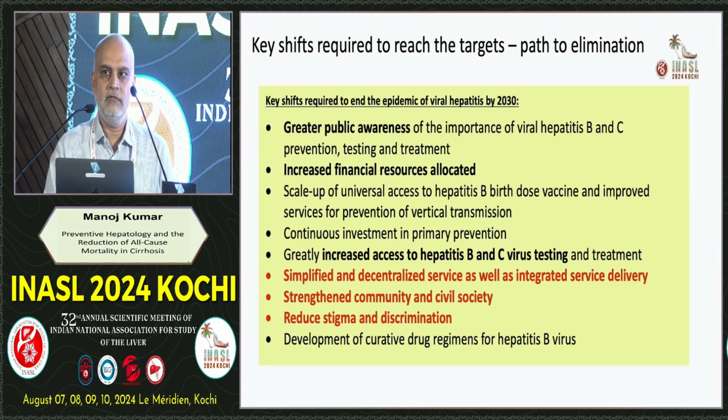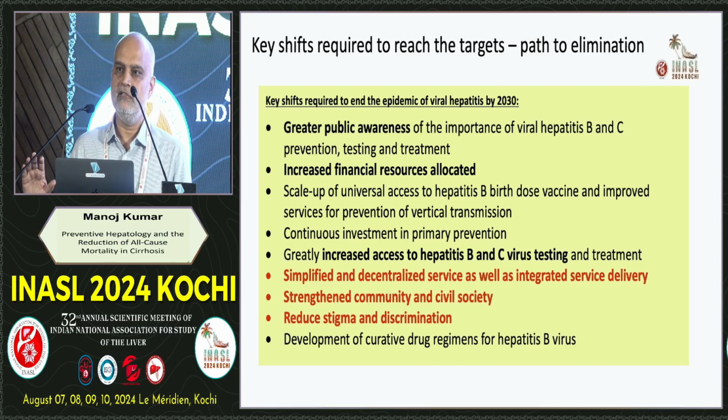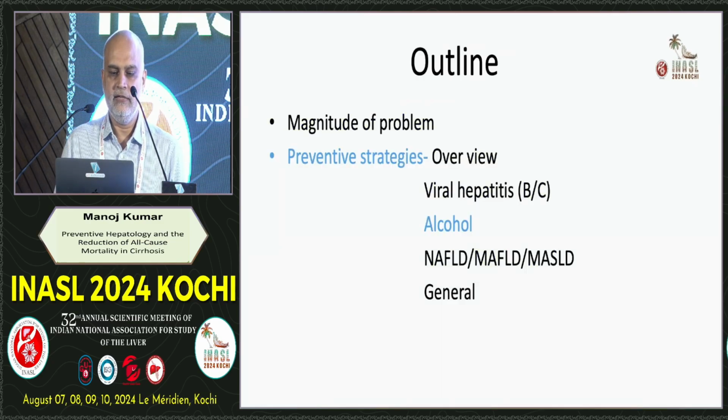So this suggests the key shifts that are required on the paths to elimination: greater public awareness, increasing financial resources, universal access to hepatitis B vaccination, continuous investment in primary prevention, increased access to hepatitis B and C virus testing, simplification and decentralization of all the services, and strengthening community and civil society. Stigma and discrimination are some of the issues that need to be tackled.